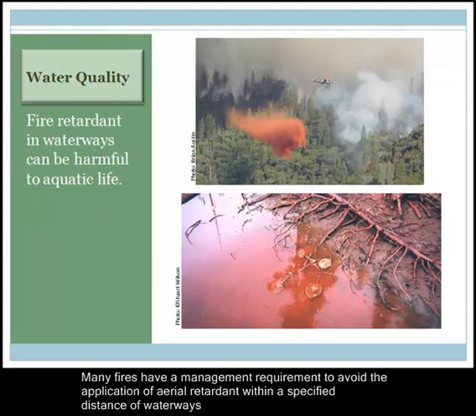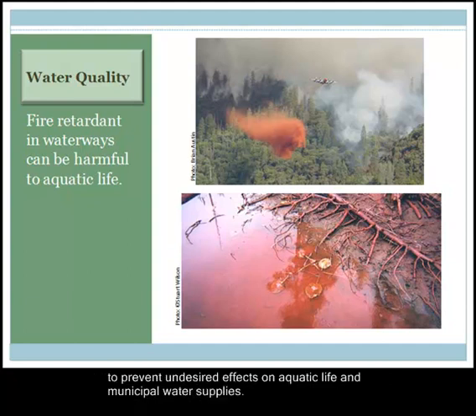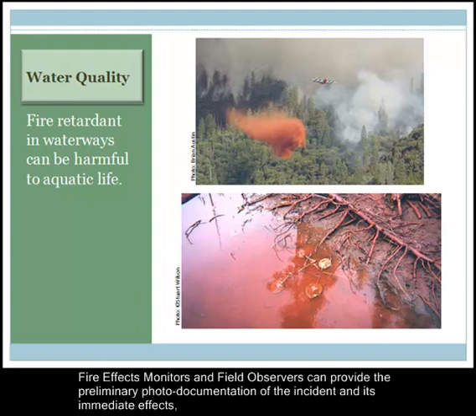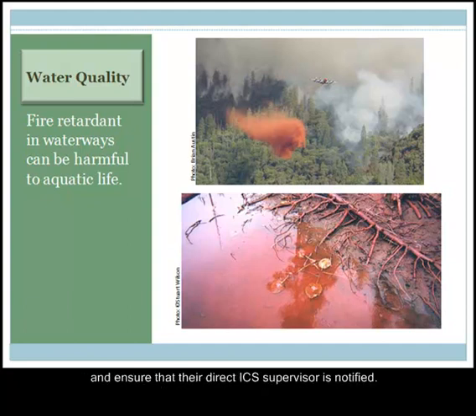Many fires have a management requirement to avoid the application of aerial retardant within a specified distance of waterways to prevent undesired effects on aquatic life and municipal water supplies. If chemical retardants accidentally enter a waterway, formal documentation and notifications are usually required. Fire effects monitors and field observers can provide the preliminary photo documentation of the incident and its immediate effects, and ensure that their direct ICS supervisor is notified.